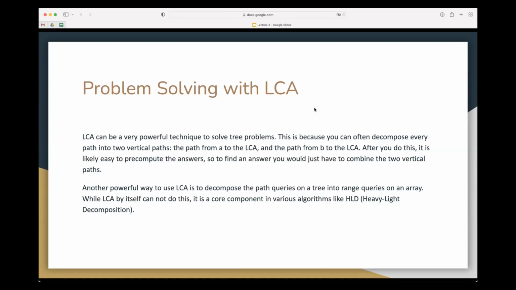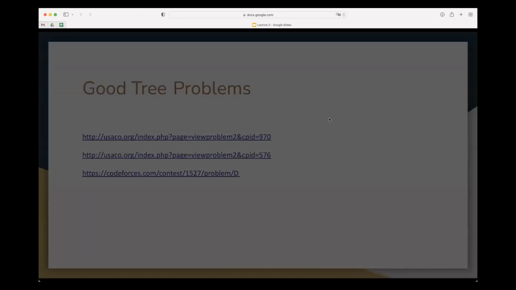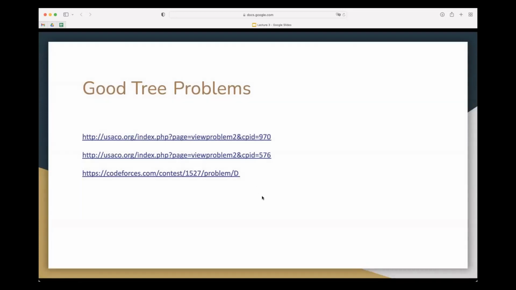And so HLD will allow us to do any type of path query within O of n log squared n. I encourage you to do some more research about HLD if you have the time, or if you want to do that. But I won't go too in depth about HLD for now. So yeah, I've actually prepared some problems.